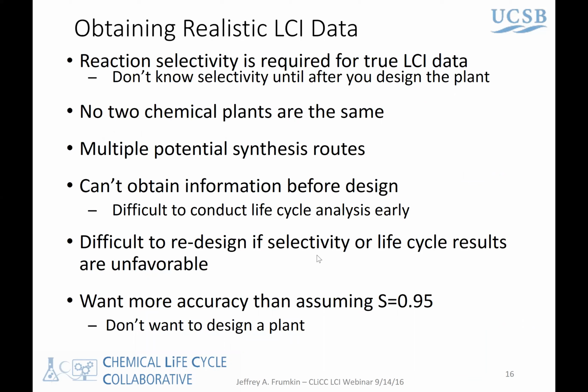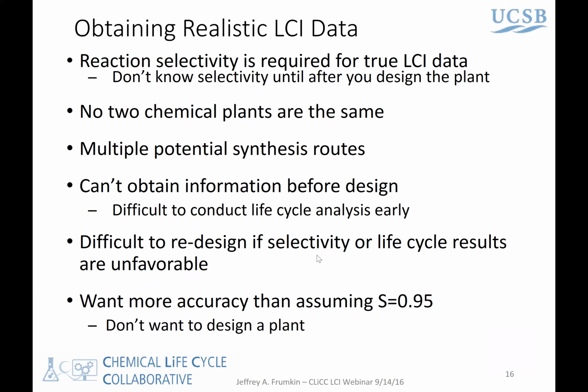In general, we would like more realistic life cycle inventory data if we can get it. So what you really need for that is a more accurate reaction selectivity. The difficulty is you really don't know the selectivity until after you've designed a chemical plant. Furthermore, no two chemical plants are the same, which means you really can't take a selectivity from one plant and use it in another plant. In addition, you may be considering multiple synthesis routes. There may be more than one chemistry that can give you your desired product, in which case you'd have to design two chemical plants, which would be really bad.